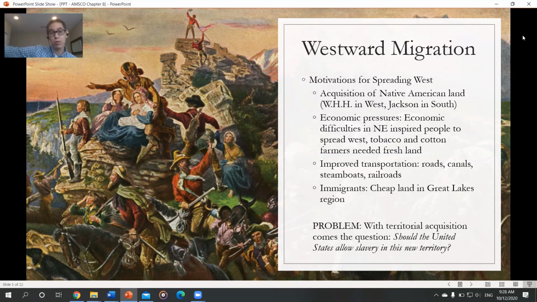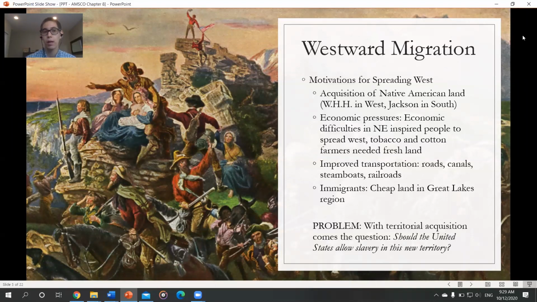People in New England were sometimes starting to struggle economically with increased competition, I suppose. And so a lot of people in New England, a lot of merchants and business owners, they want to spread west. They want fresh land, fresh start, if you will. There's also improved transportation. Remember, because of Henry Clay's American system, there's roads and waterways and canals and whatnot. And so that allows for transportation. You can get there, but you can also send your goods back. It's a chance to make money.